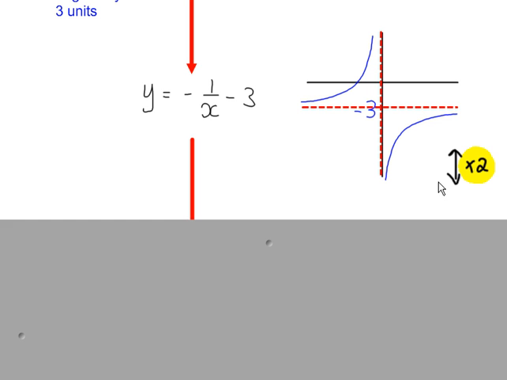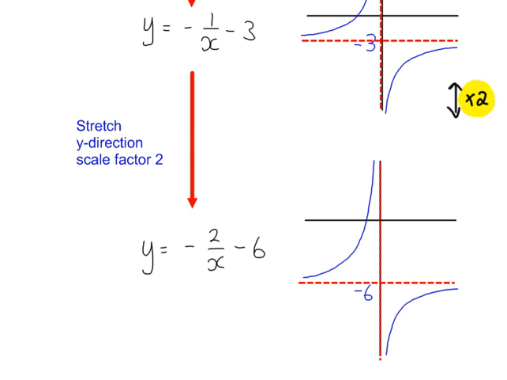Next, we're going to stretch the graph using a scale factor of 2, and we're going to stretch in the y direction. So any y coordinate will be multiplied by the stretch factor of 2. So the minus 3 will become minus 6. And the new equation will be this equation multiplied by 2 to get this. So there's the minus 6.